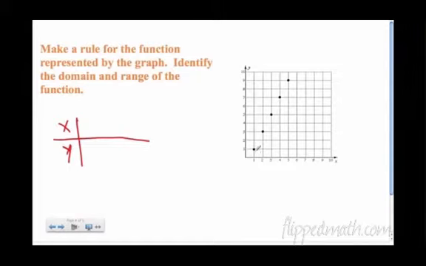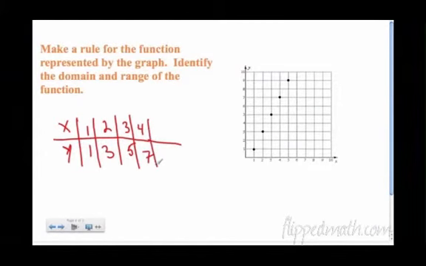So let's see. This first point is 1 over, 1 up. X is 1, Y is 1. This point here is 2 over, 3 up. 2, 3. This point is 3 over, 5 up. Over here I have 4 over, 7 up. 5 over, 9 up.